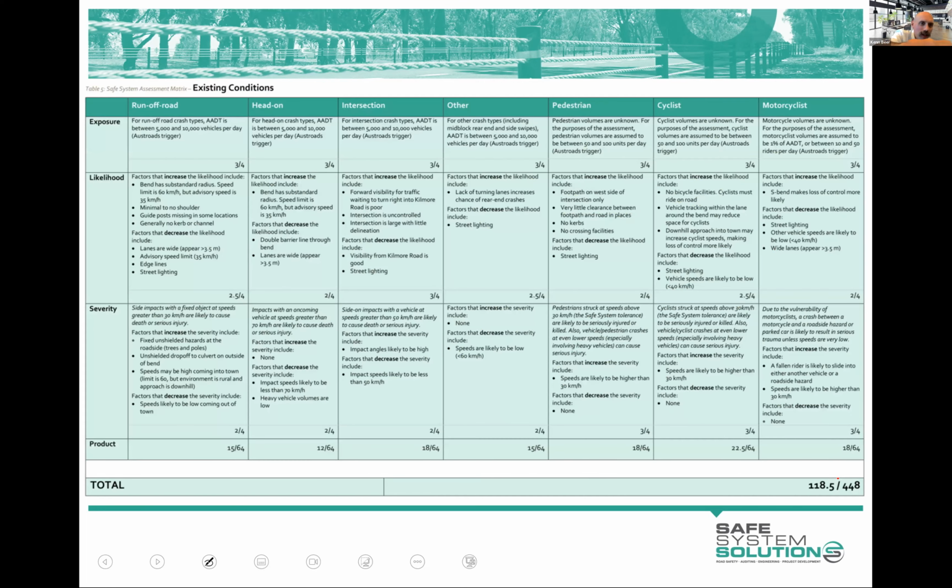So the first thing you do is you look at the existing conditions. Put the designs aside for now, and you fill out your matrix. Dot point, dot point, dot points. And then scores, scores, scores.